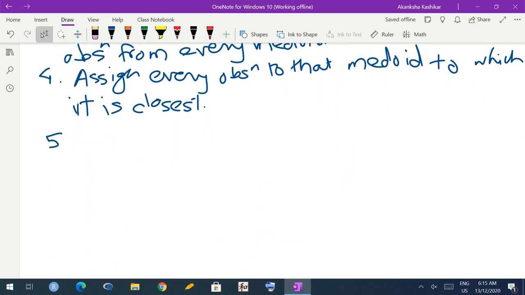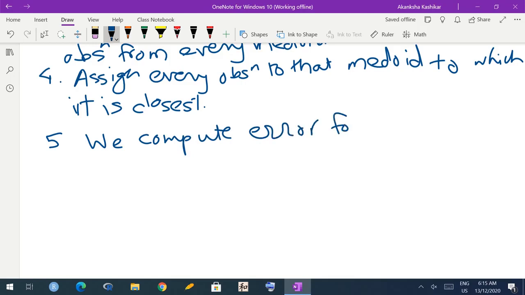So after getting this, we compute something called error. So now we compute error for each group with respect to all the observations.